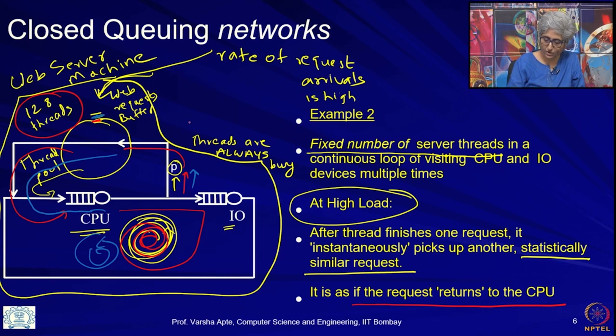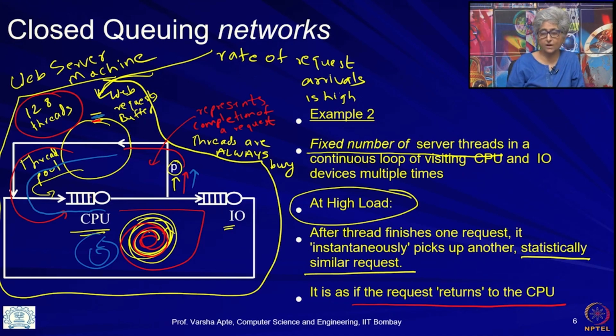This branch will actually represent completion of a request, but we do not go back, put the thread back into the thread pool and then pick up the next request. We kind of ignore all of that. We say that that time will be negligible, and it is as if the same thread has just come back into the CPU.